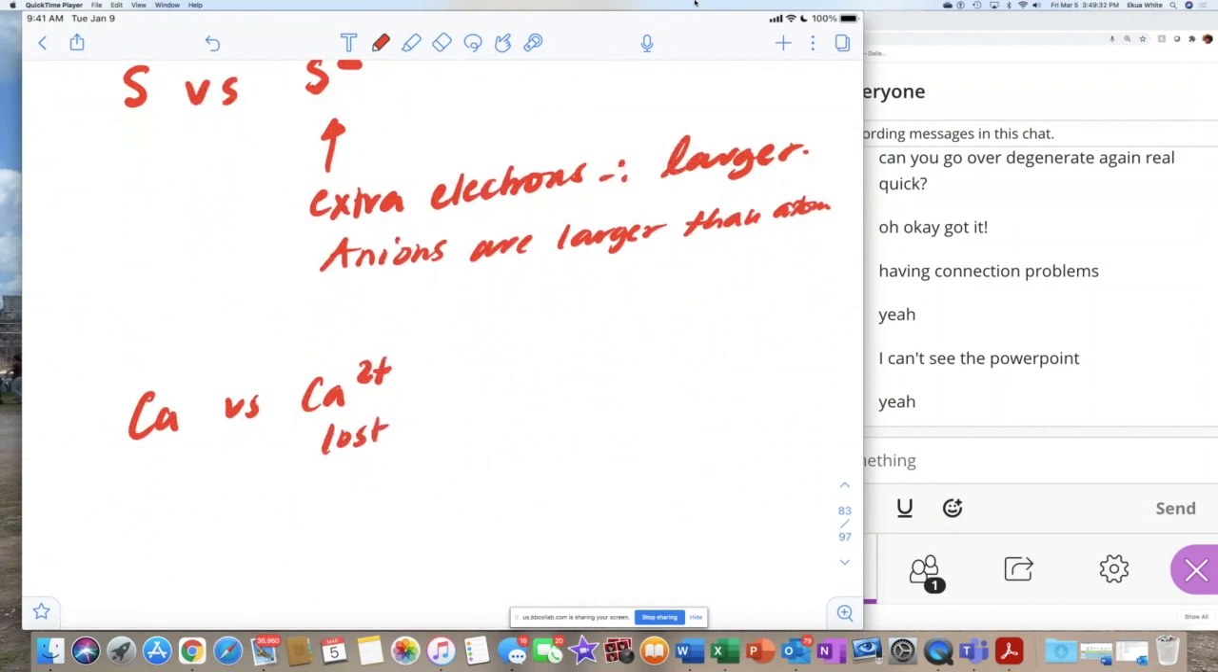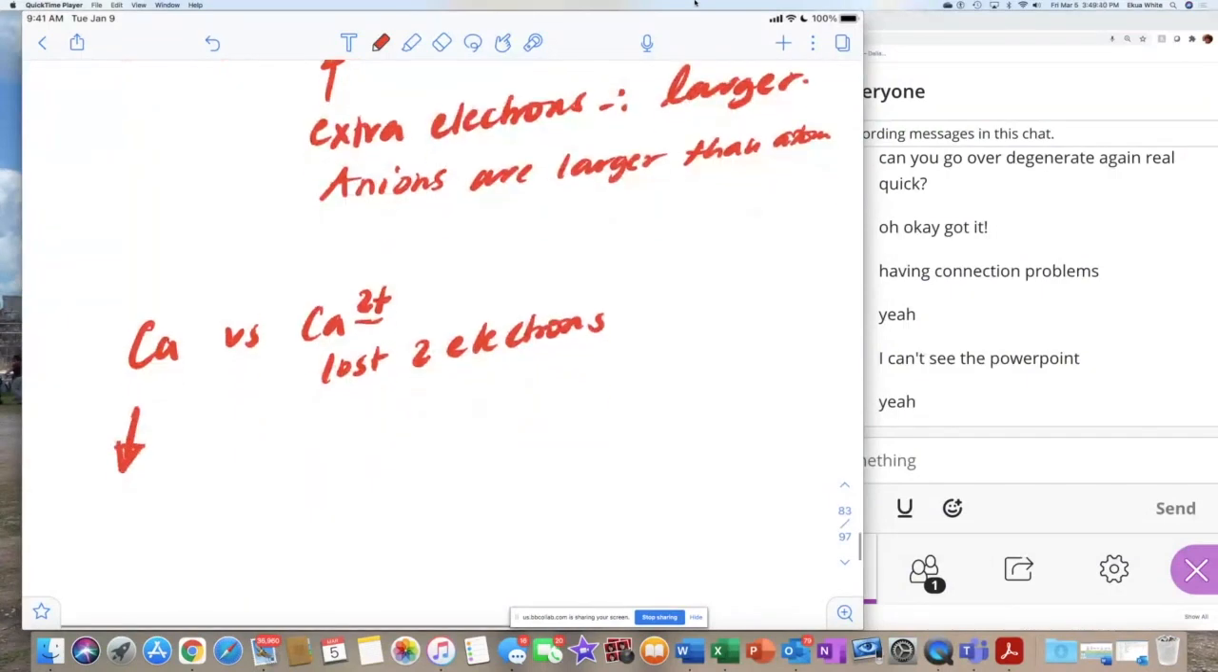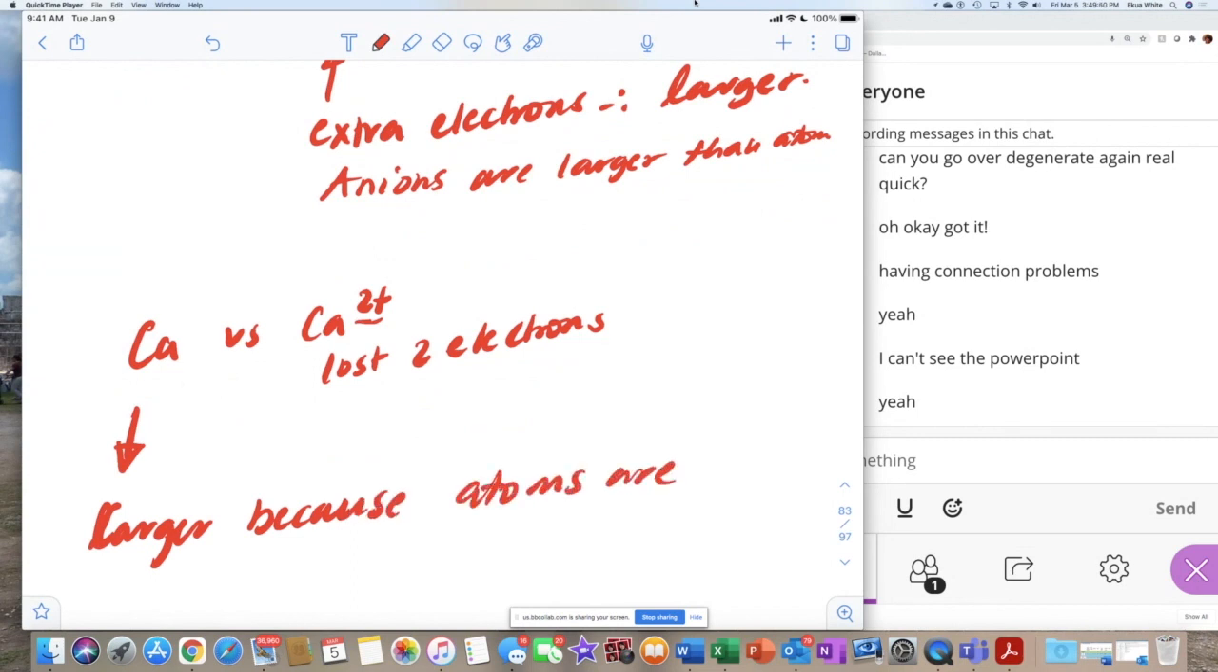Second one, calcium versus calcium ion. This one here has lost 2 electrons, right? Indicated by the way this is written, the symbol. So the atom will have to be larger, because atoms are larger than cations.